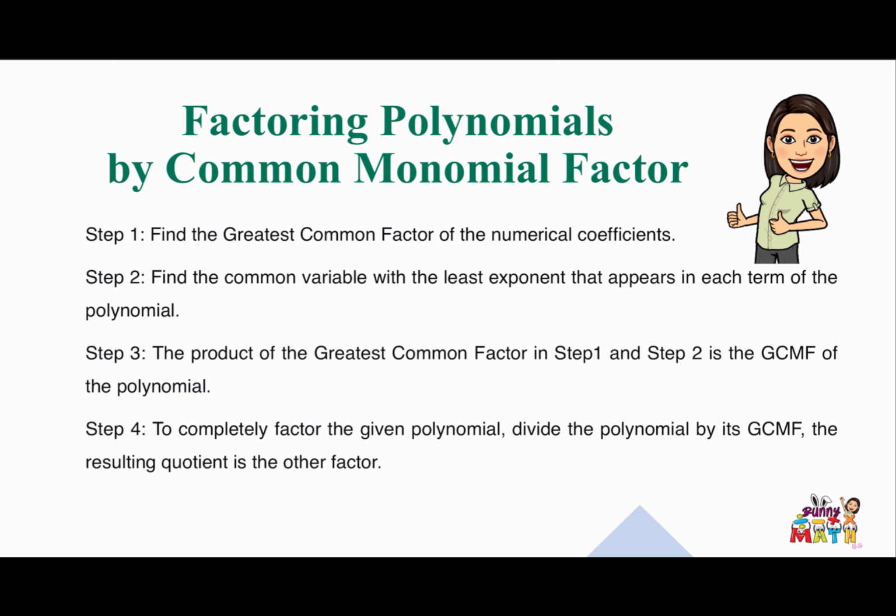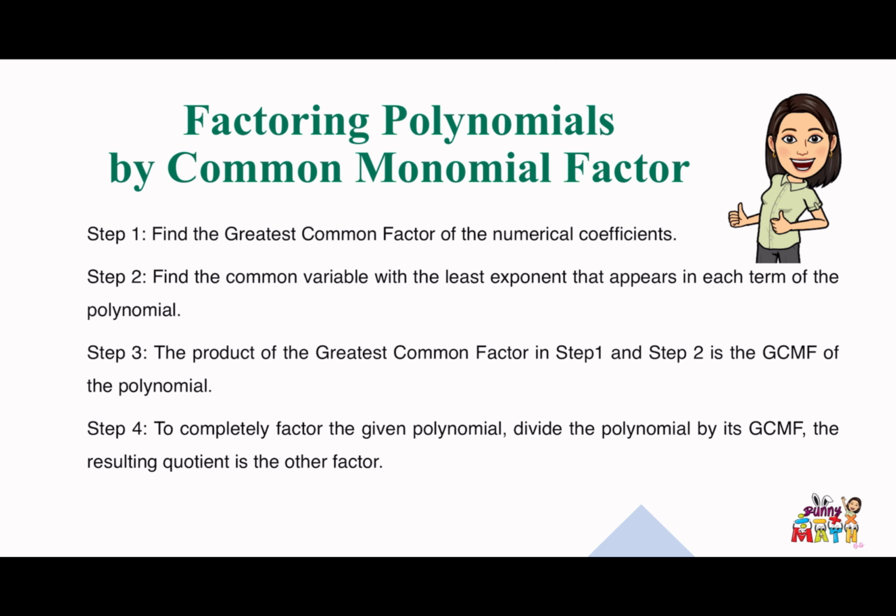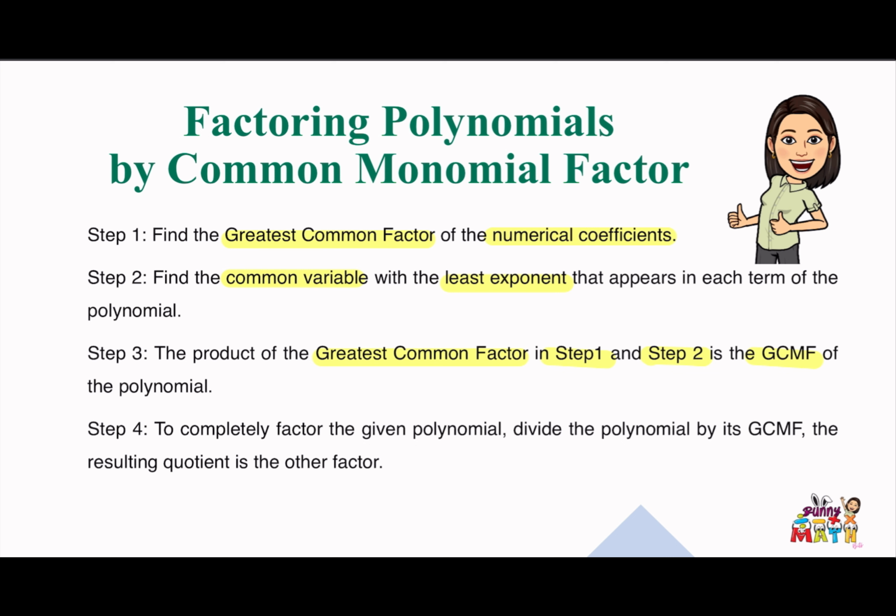We have 4 steps to factor polynomials by common monomial factor. First, find the greatest common factor of the numerical coefficients. Second step, find a common variable with the least exponent that appears in each term of the polynomial. Third, the product of the greatest common factor in step 1 and step 2 is the GCMF of the polynomial. And lastly, to completely factor the given polynomial, divide the polynomial by its GCMF. The resulting quotient is the other factor.